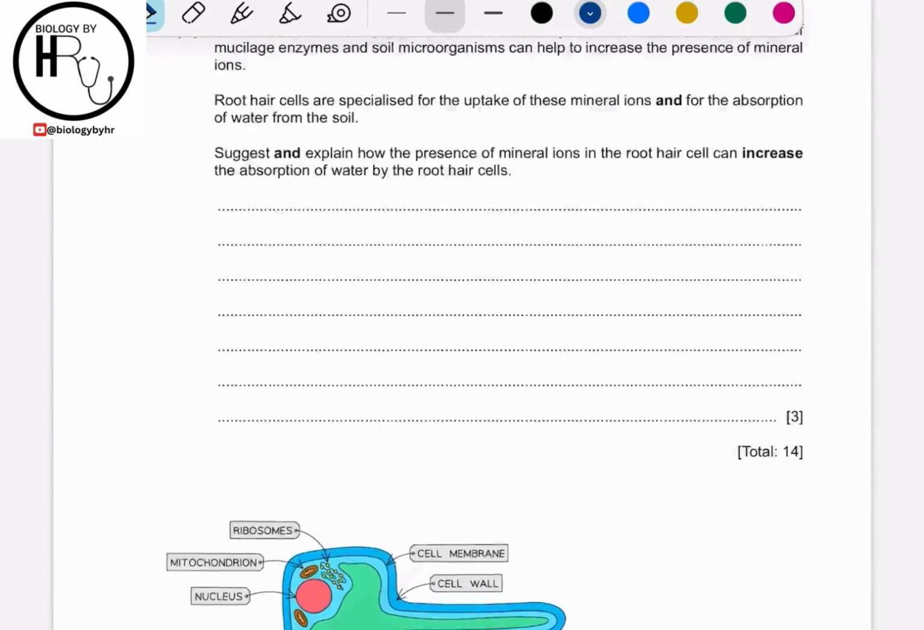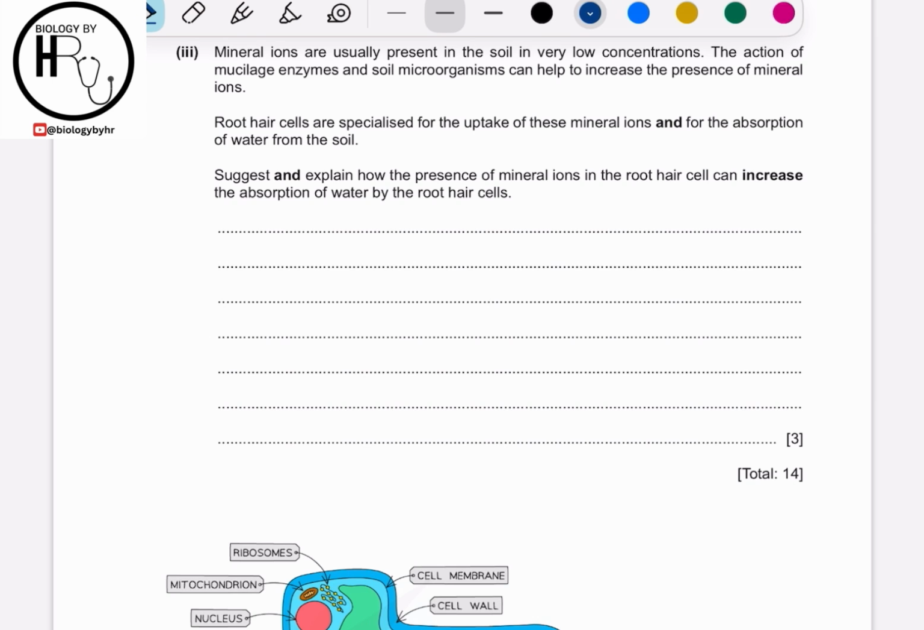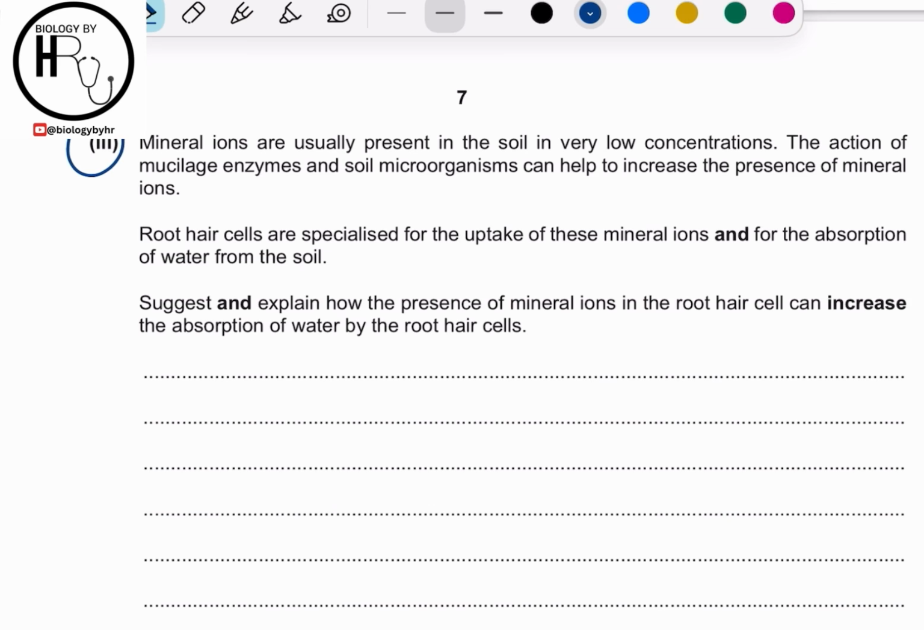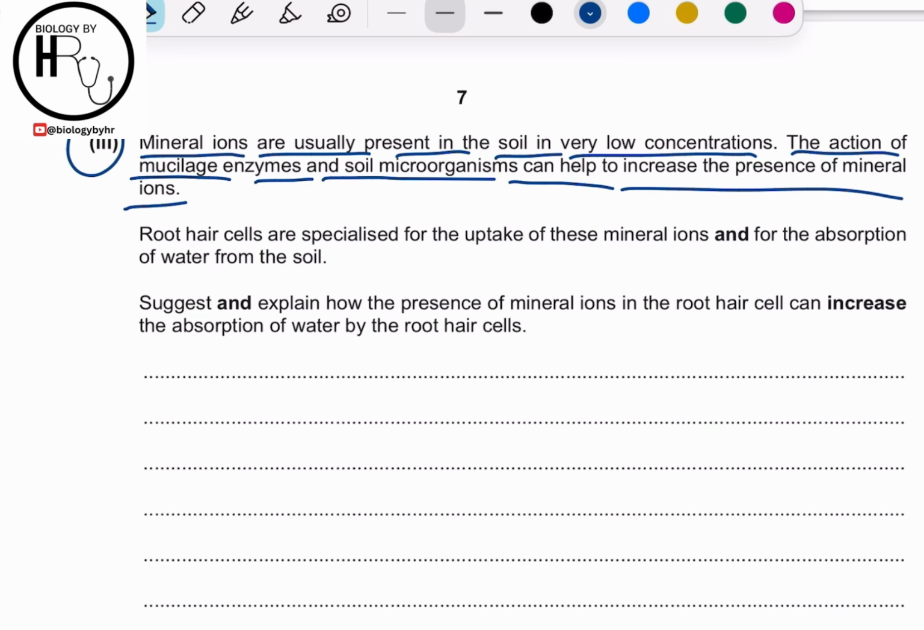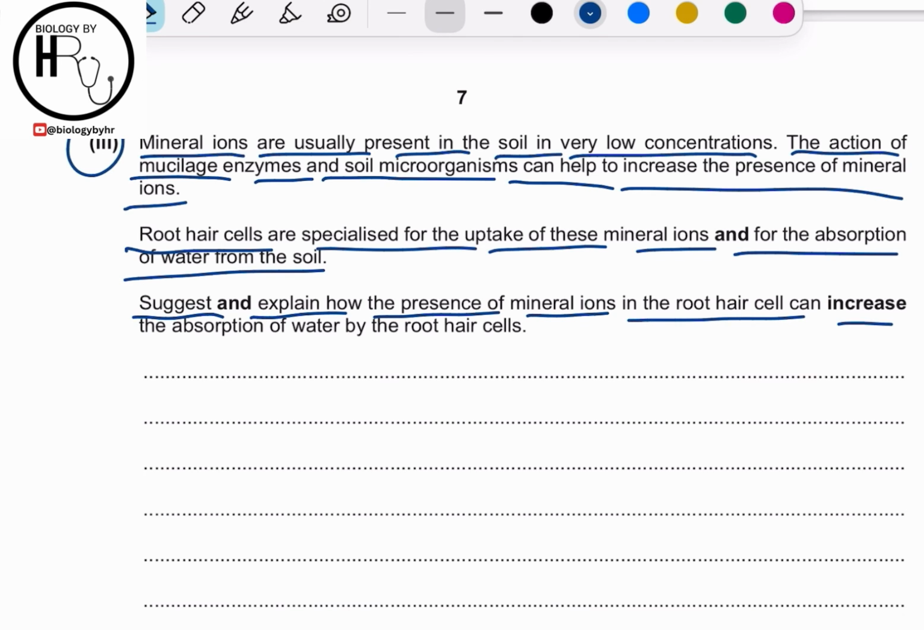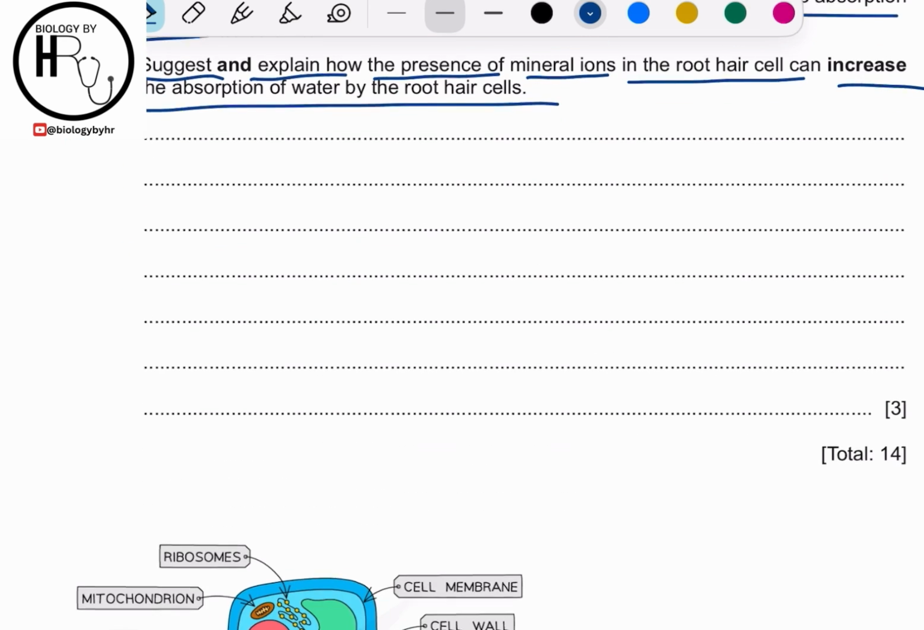Now let's finally move on to the last part of this question, part 3. Part 3 says that mineral ions are usually present in the soil in very low concentrations. The action of the mucilage, enzymes and soil microorganisms can help to increase the presence of the mineral ions. Root hair cells are specialized for the uptake of these mineral ions and for the absorption of water from the soil. Suggest and explain how the presence of the mineral ions in the root hairs can increase the absorption of water by the root hair cells.